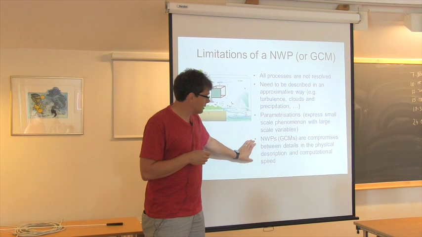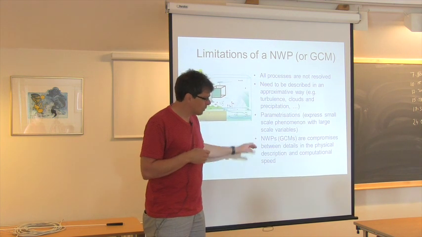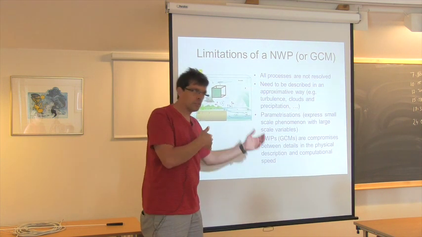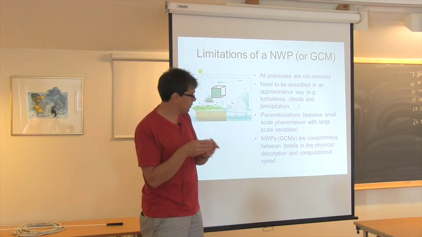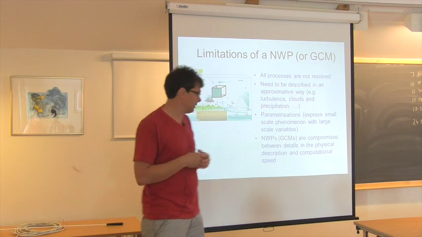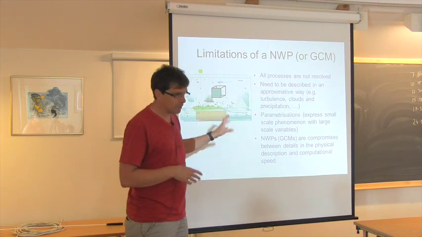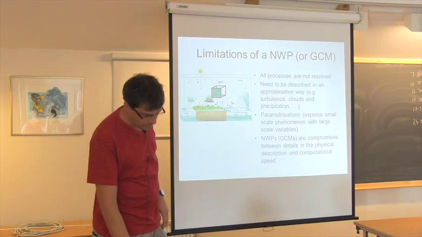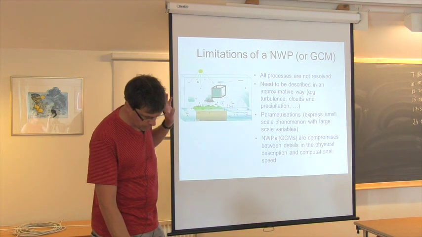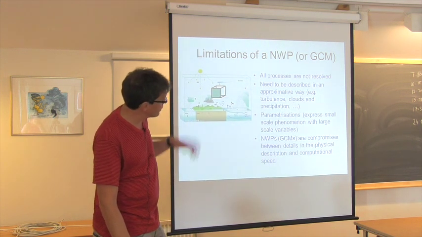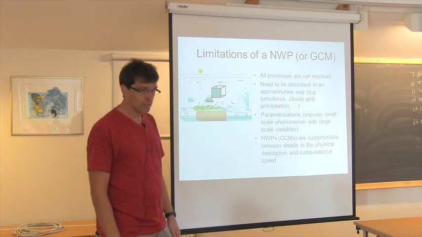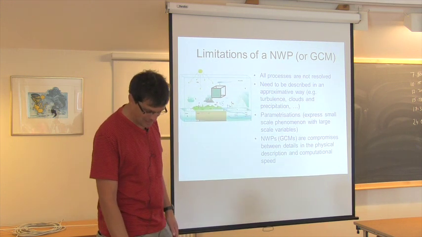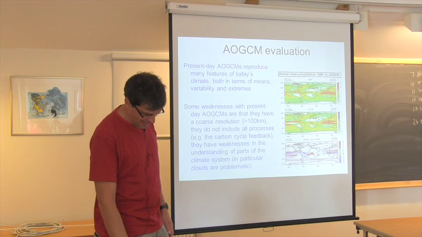The other thing is that we always try to compromise between computational power and enough detail. We want to add as much detail as we can in the models. So these are the things that we are always restricted by in both weather prediction models and global climate models and oceanographic models as well. Sorry.